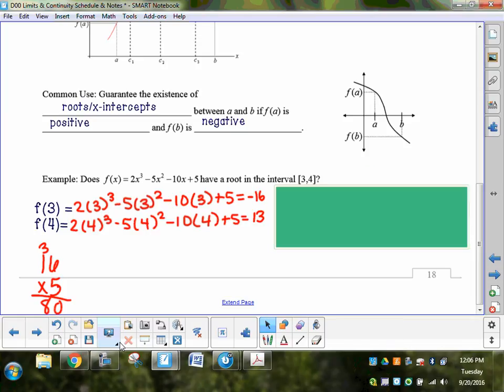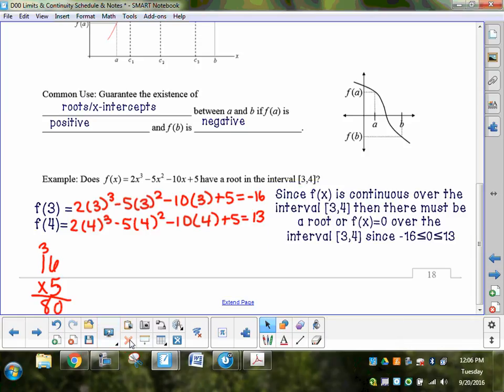The sentence that you're going to state is as follows. Since the function is continuous over the closed interval, there must be a root equal to 0 over that interval because the function value at 3 is less than or equal to 0, which is less than or equal to the function value at 4. Now, there's more than one way of giving this, but this is where people stumble. And notation can actually make the difference between a kid getting a 5 and a kid getting a 3.